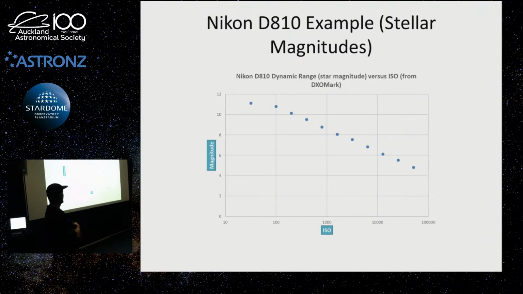4 magnitudes isn't very much. It means if you're measuring magnitude 1 stars, then any star brighter than 4 will just be plain white.